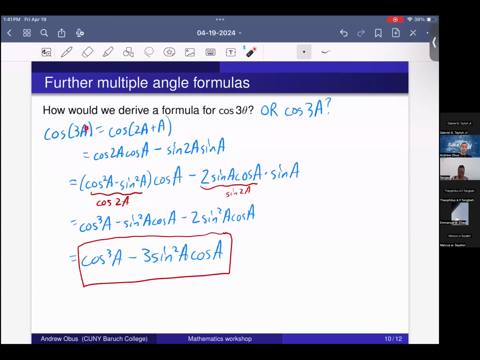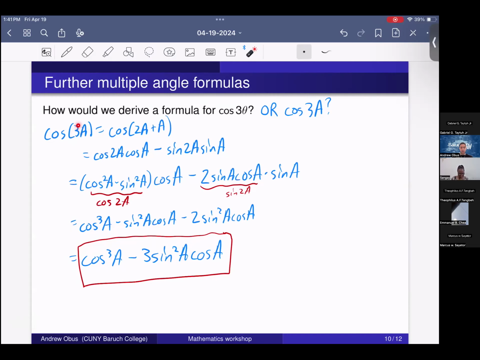So this is one formula for cosine of 3a, and you can find other equivalent formulas if you use different versions of the cosine 2a identity. So I won't write the other ones down, but you can do it if you want to, and you can get other equivalent versions of this formula. So again, I don't expect you to memorize this formula, but it's good to know that if you need a formula for cosine 3a, you can get it by using this process.